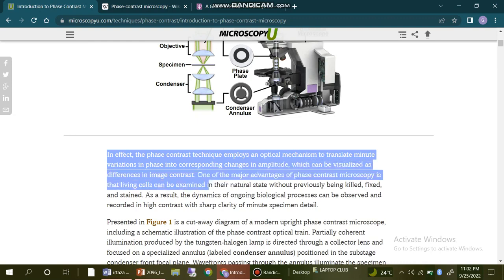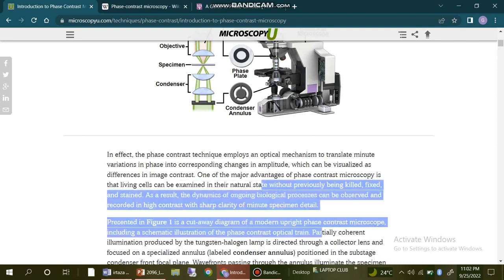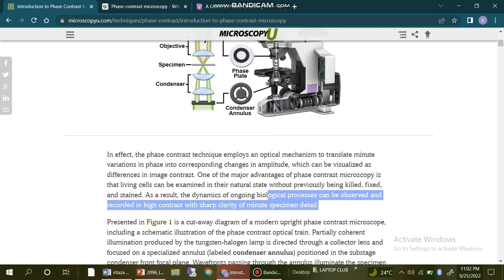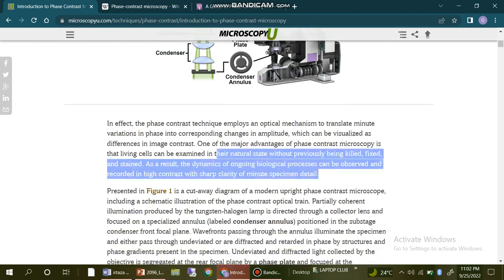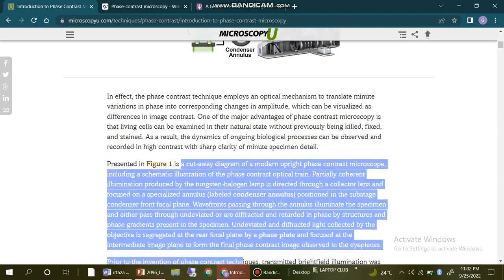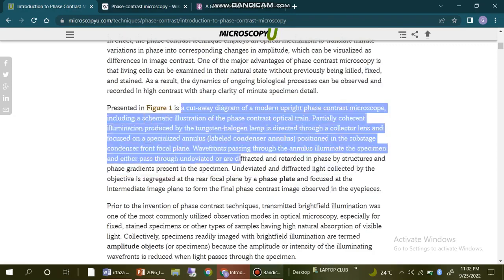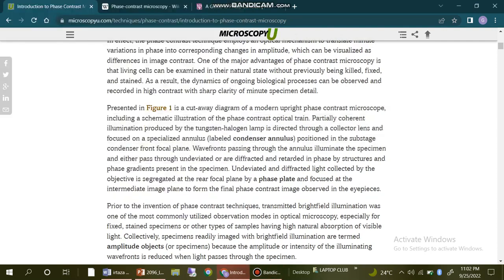One of the major advantages of phase contrast microscopy is that living cells can be examined in their natural state without previously being killed, fixed and stained. As a result, the dynamics of ongoing biological processes can be observed and recorded in high contrast with sharp clarity of minute specimen detail. Also you can see here figure 1 is a cutaway diagram of a modern upright phase contrast microscope, including a schematic illustration of the phase contrast optical train.